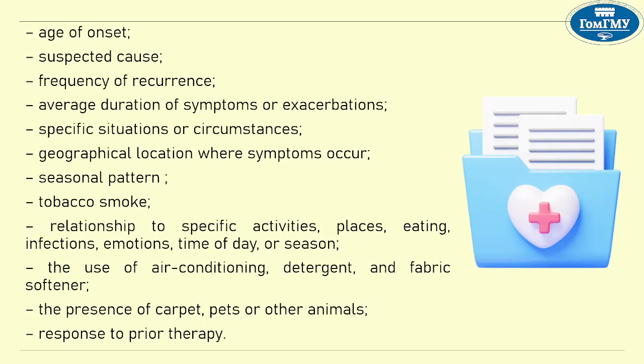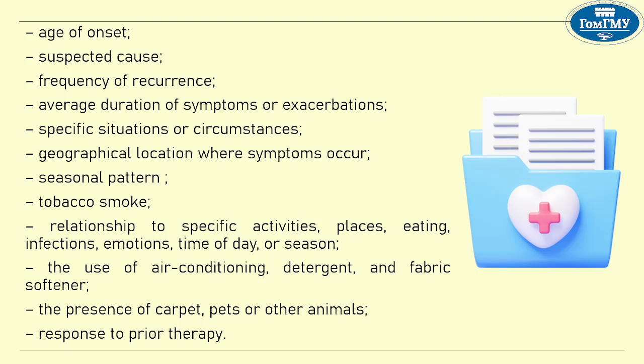Recollection of factors associated with symptom development such as age of onset, suspected cause, specific situations or circumstances, geographical location where symptoms occur, seasonal pattern, and response to prior therapy may all be helpful. Since most patients present with recurrent or chronic symptoms with periodic exacerbations, data should be gathered on the frequency of recurrence, average duration of symptoms or exacerbations, and relationship to specific activities, places, exposures, eating, infections, emotions, menstrual period, time of day or season.